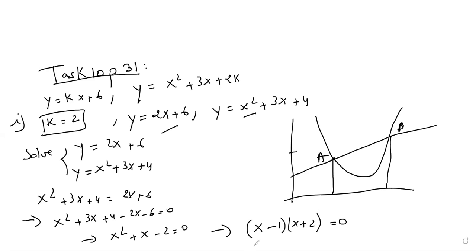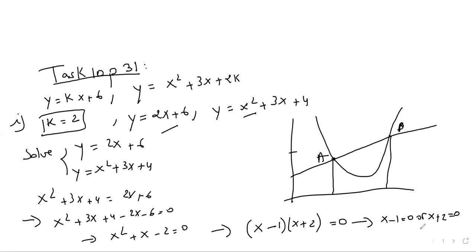is equal to 0. Writing it like that, I will have x minus 1 is equal to 0 or x plus 2 is equal to 0. So the final answer will be that x is equal to 1 or x is equal to negative 2.